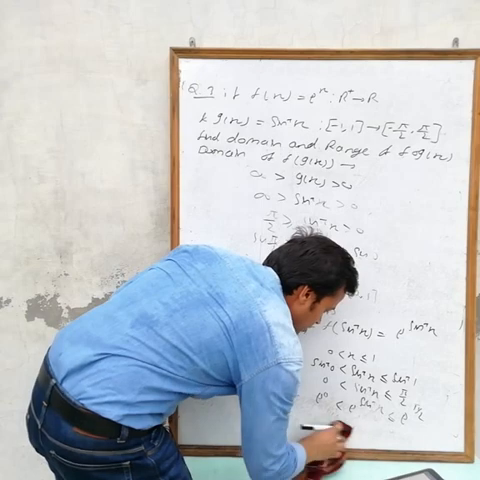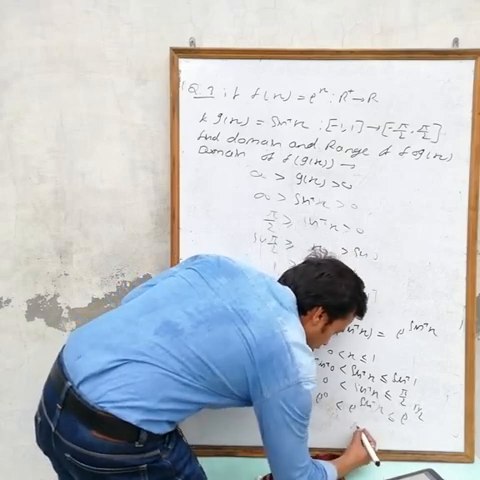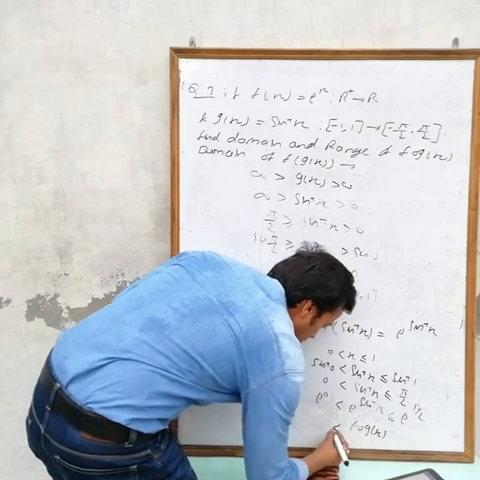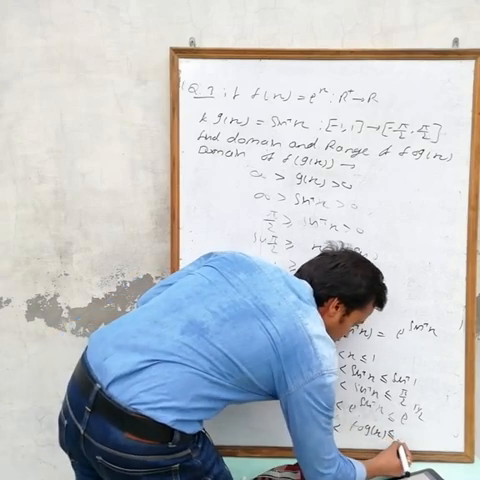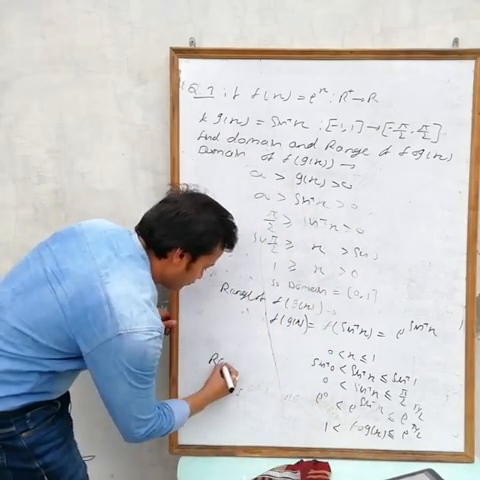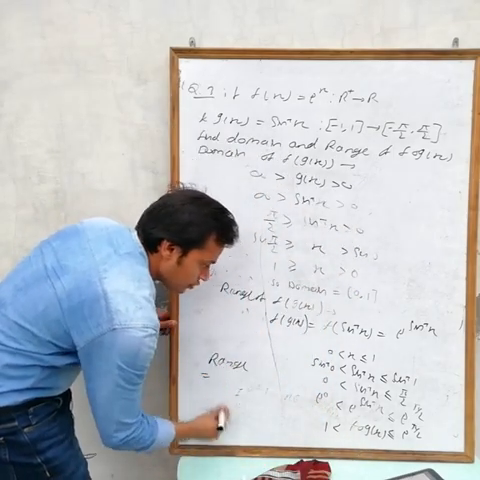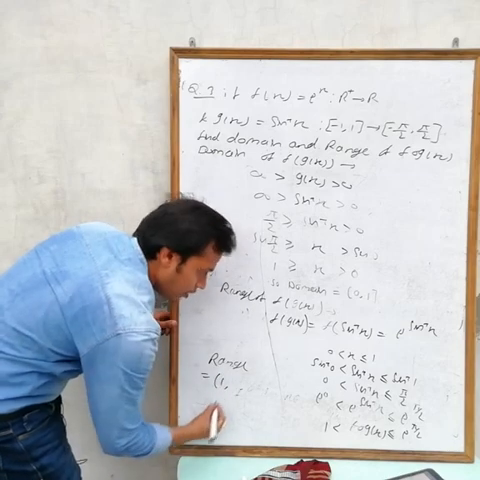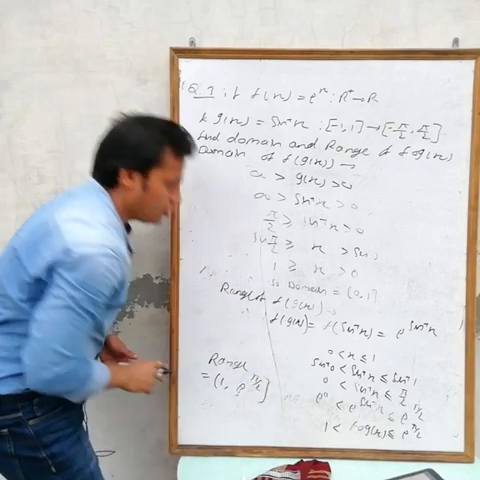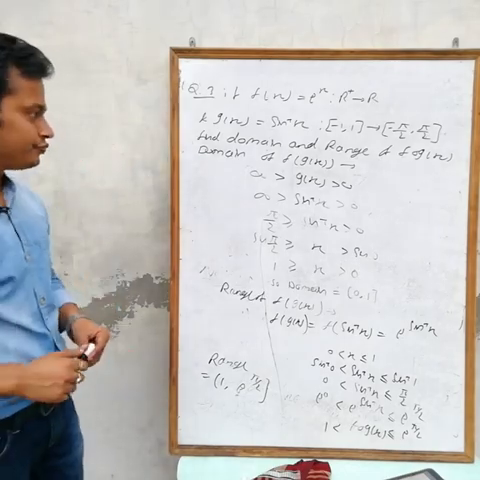F of g(x): e power 0 is 1 and this one is e power pi by 2. Okay, so the range is equal to: minimum value is 1, open interval, maximum is e power pi by 2. Okay, done. Write it down.